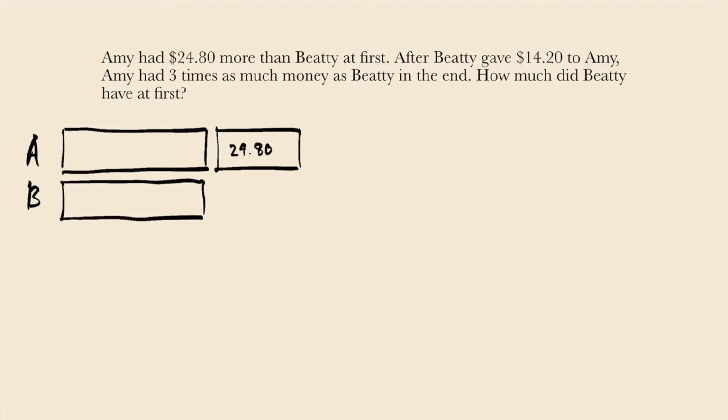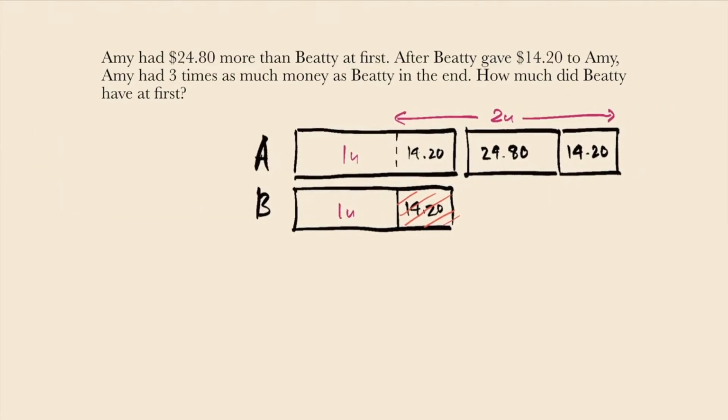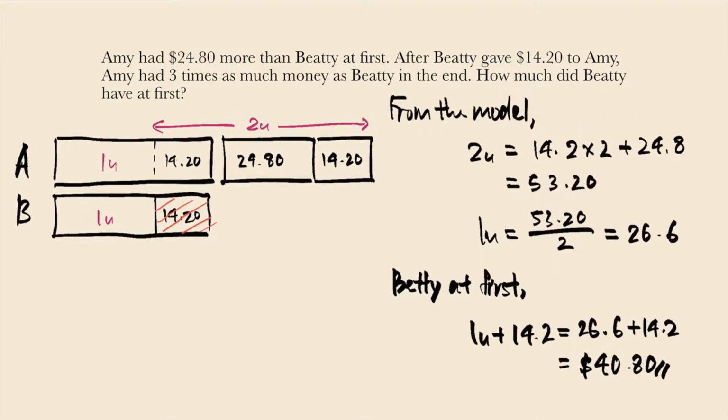Amy had 2480 more than BT at first. After BT gave 1420 over to Amy, Amy had 3 times more. So that means this is 1 unit, 1 unit. Let's call this entire portion 2 units. So A had 3 times that of Betty in the end, which means Betty, we can say that the 2U is equal to these 3 decimals here added together. And 1U is $26.60.